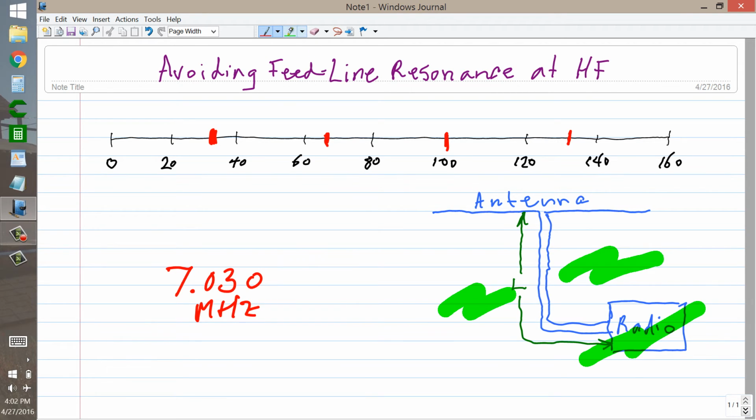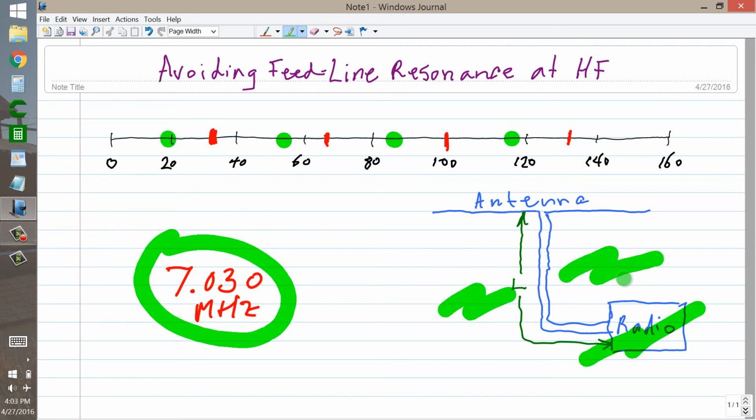But ideal lengths then would be midway between all of these points. Right here, say, right there, right there, right there, as far away from that resonance as you can possibly get. Those are ideal lengths. Looks like here something around 17 feet, maybe something here around 55 feet, something here maybe 85 feet, 115 feet, and things like that. Those are ideal lengths for the feed line at this frequency.